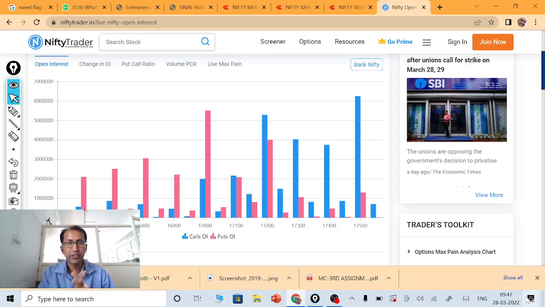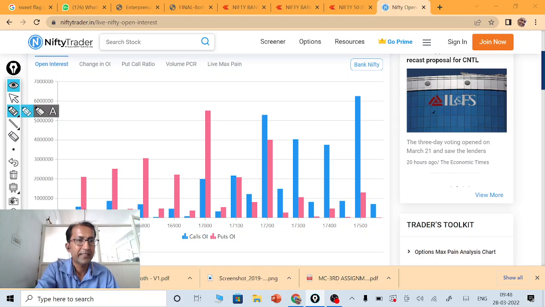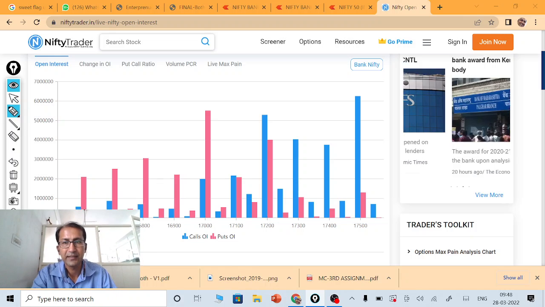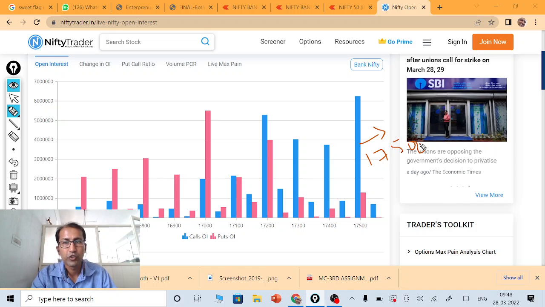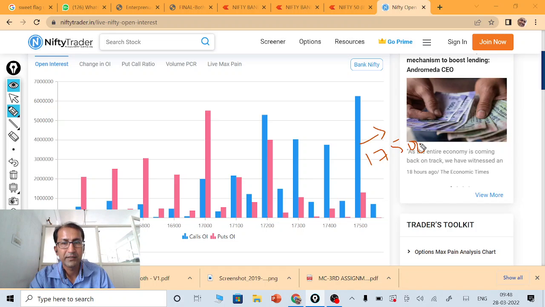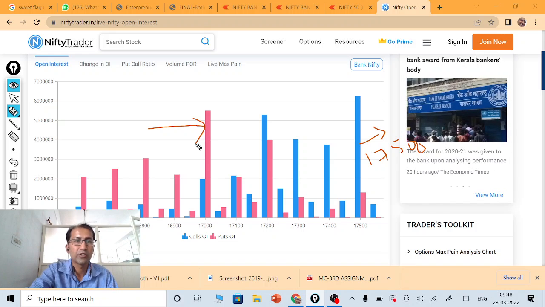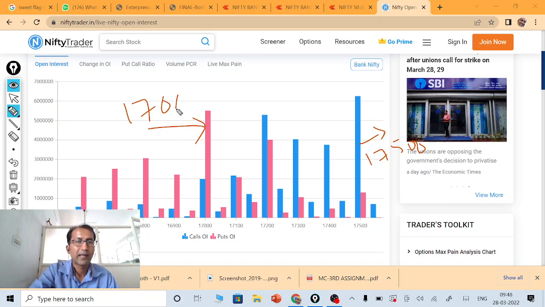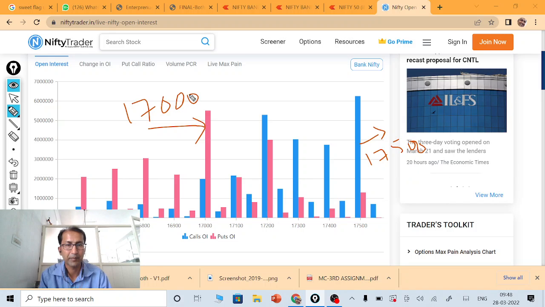So now let me come to the open interest tracker. You can see the highest open interest build up is at 17,500. So maximum call build up is at 17,500 and the maximum put build up is on 17,000. So the market will be in a range from 17,000 to 17,500 in this week's expiry.